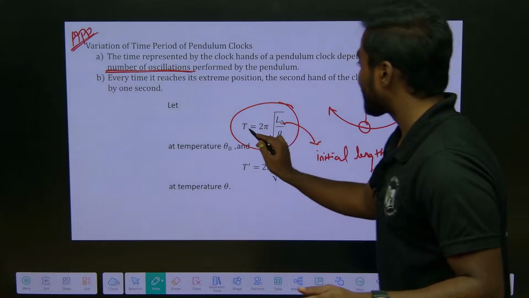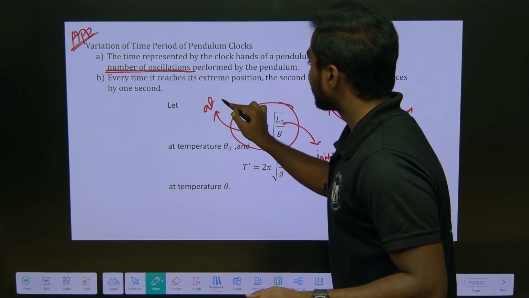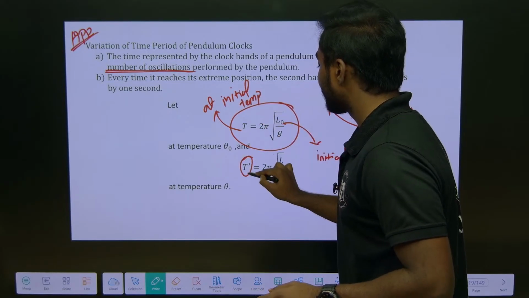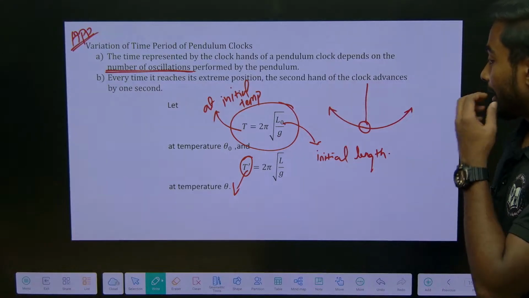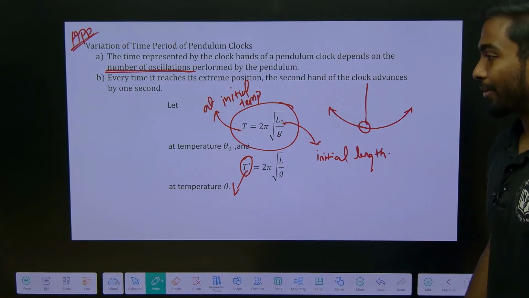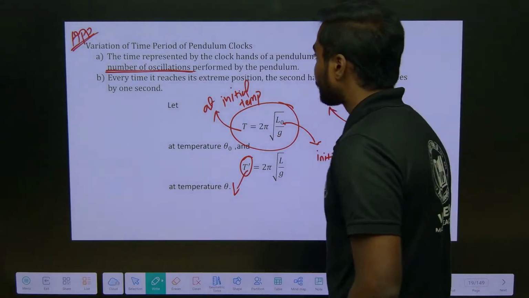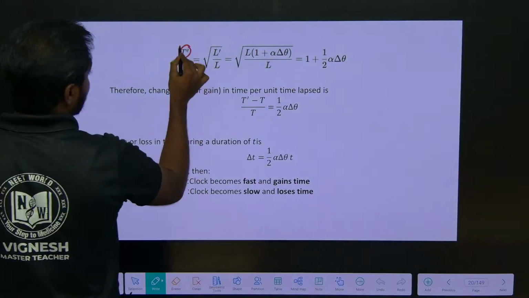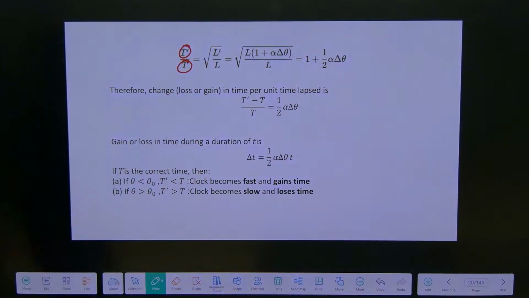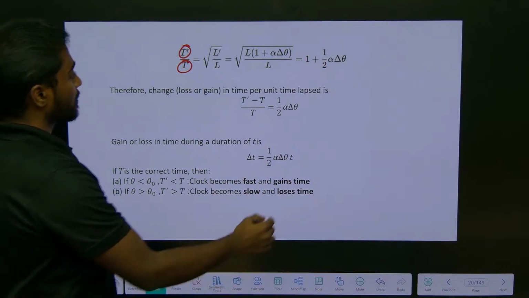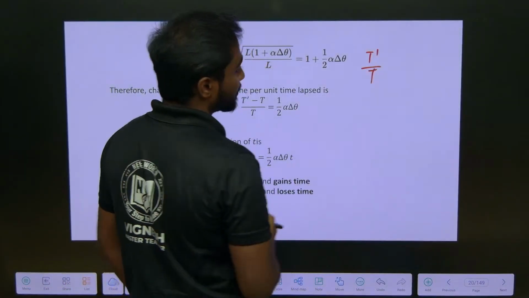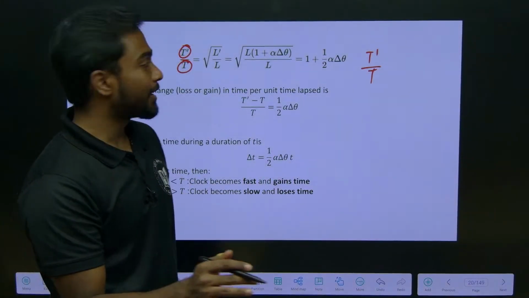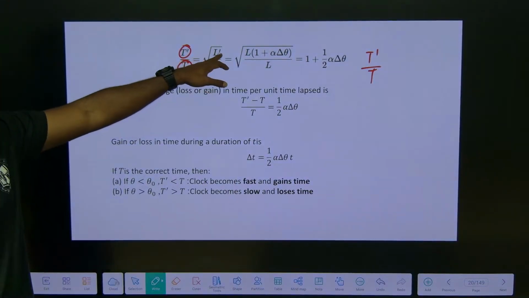Okay, so this is at the initial temperature, and T dash is by heating or by giving some temperature, the final temperature. When we talk about the initial and the final, we take the ratio of both. T dash is final and T is initial, and 2 pi and root g will cancel each other. The remaining terms will be root over L dash by L.